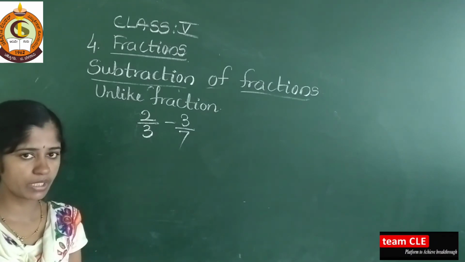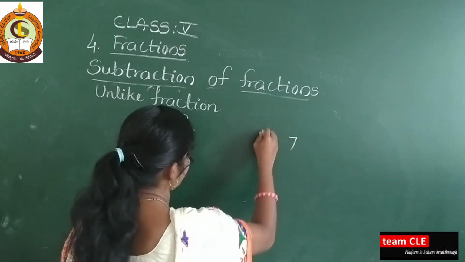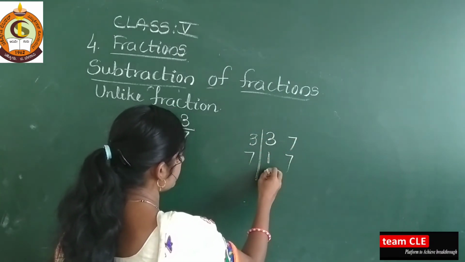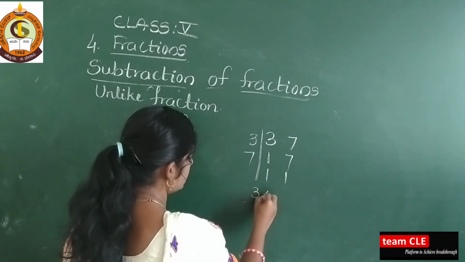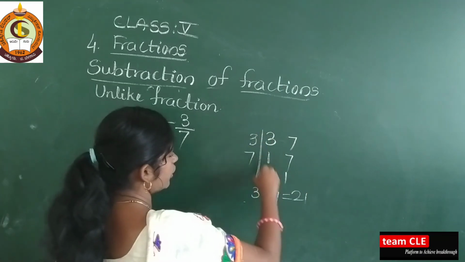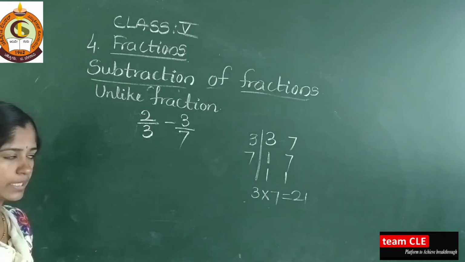The LCM of the numbers. If you have a confusion, you can solve by this method. 3 ones are 3, 7 as it is, 7 ones are 7, 3 sevens are 21. There is no need to solve these steps. If you directly write 3 sevens are 21, that is correct.